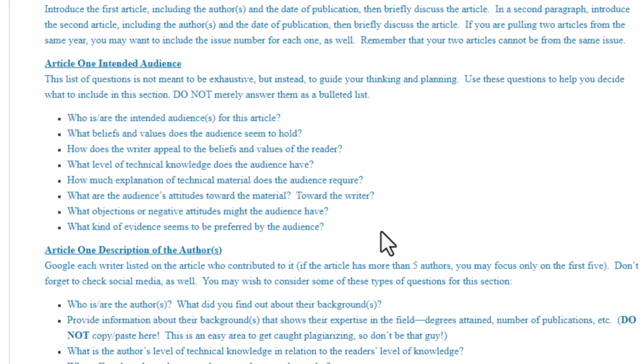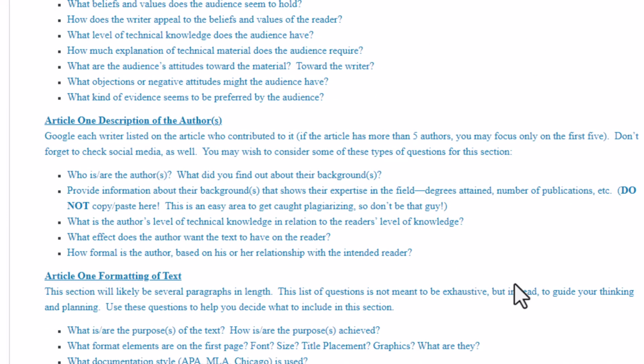The next section is where you will talk about the authors. Now note that a lot of these scholarly articles will have 10, 15, 20 or more authors. If it has more than 5, I am only asking you to look at the first 5. Generally, these authors are not listed in alphabetical order. They're listed in order of volume of contribution. So whoever's name is listed first contributed the most, and whoever's name is listed last contributed the least. So if it has more than 5, please only worry with the top 5.